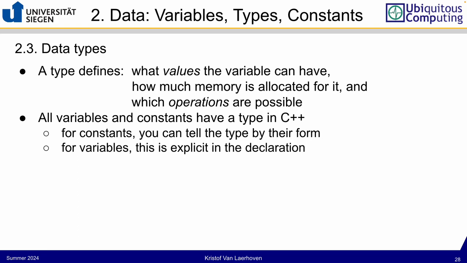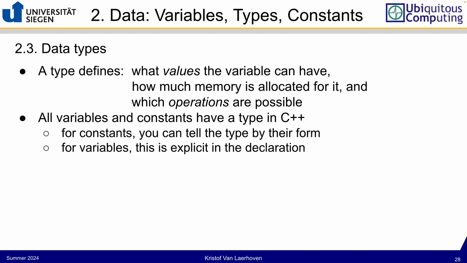And that's what I basically just said. A type describes three things, basically. It describes what values your variable can take. You know, if you have a character, it will take a character, like a question mark or a letter A. If it's a Boolean, it can only take true or false. Not entirely true, but anyway.